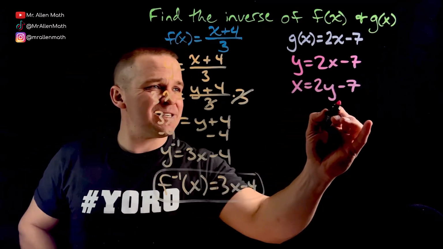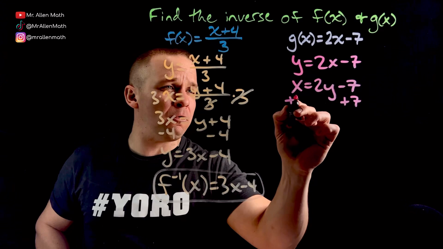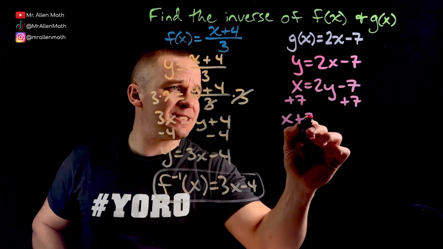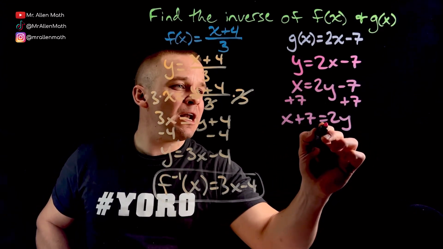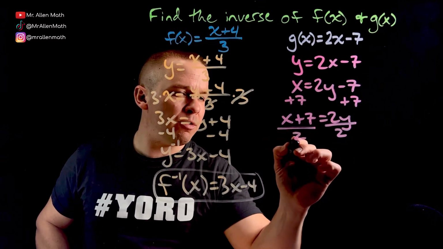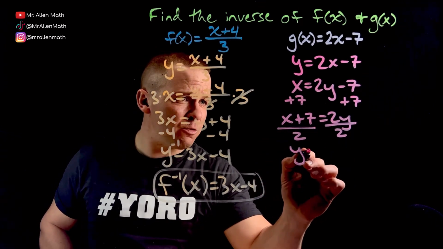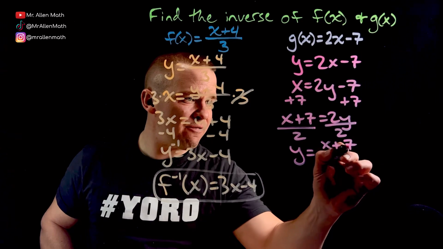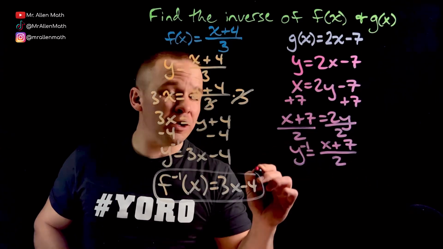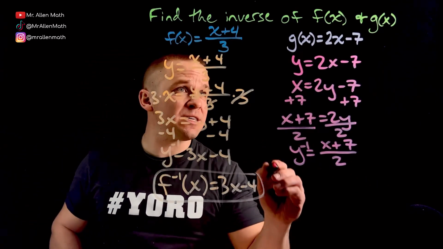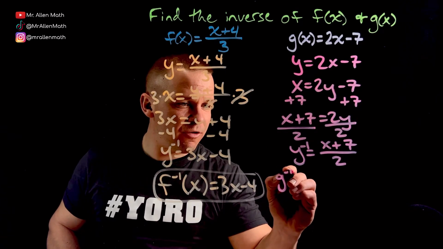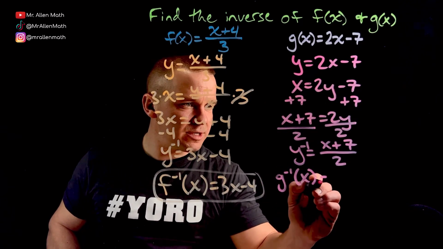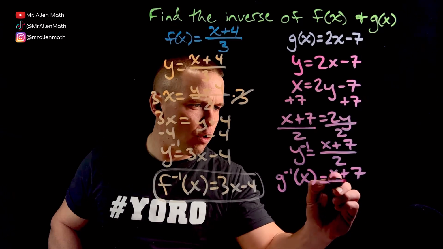I'm going to add 7 on both sides to start solving for that y. We get x plus 7 equals 2y. And I'm going to divide by 2 on both sides. And I'll get y equals x plus 7 divided by 2. We're going to have a little negative 1 there. We could rewrite this, we got g of x, right? G inverse of x equals x plus 7 over 2.